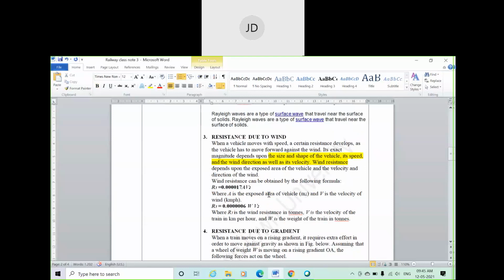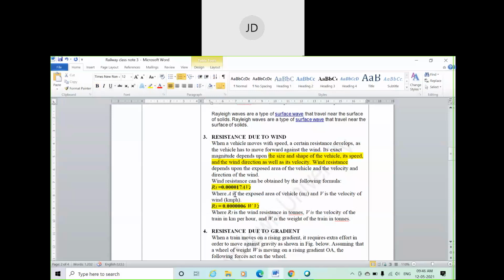Since it depends on the shape and size of the vehicle, we have two empirical formulas. Here you can see R3. Suppose you have these two parameters, you can use this formula; if you have the other parameters, you can use the other formula, depending on the situation, if you want to calculate the resistance due to wind acting on a moving train. So two empirical formulas are there, one is this, one is this.